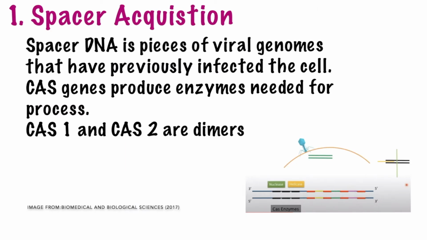The first step is spacer acquisition. When the bacteriophage infects the cell for the first time, the bacterial cell will chop up and take a piece and insert it into the spacer DNA. Therefore, the spacer DNA is really pieces of viral genomes that have infected the cell previously. Near the CRISPR locus are Cas genes that produce enzymes needed for the CRISPR process and are usually nucleases and helicases. There are two main players, known as Cas1 and Cas2, where both are dimers and they can form a complex. Cas1 has nuclease and integrase activity, and Cas2 has endoribonuclease activity.